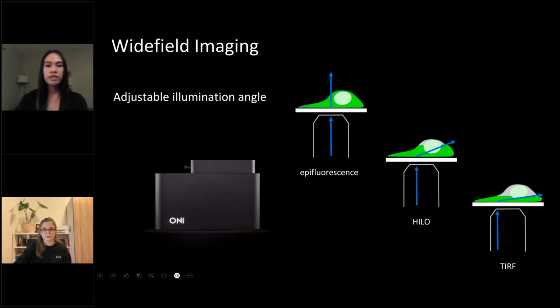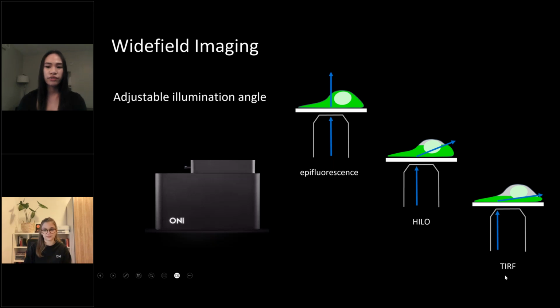With epifluorescence, you have light that's coming in at a 0-degree angle, and this illuminates your entire sample, so you get both in focus and out of focus light. This is great if you have thicker tissues, though if you have tissues that are maybe just 10 microns beyond the surface, then that's where HILO would come in. This is just another adjustment to that illumination angle so that you can see your sample with more clarity and a better signal to noise ratio.